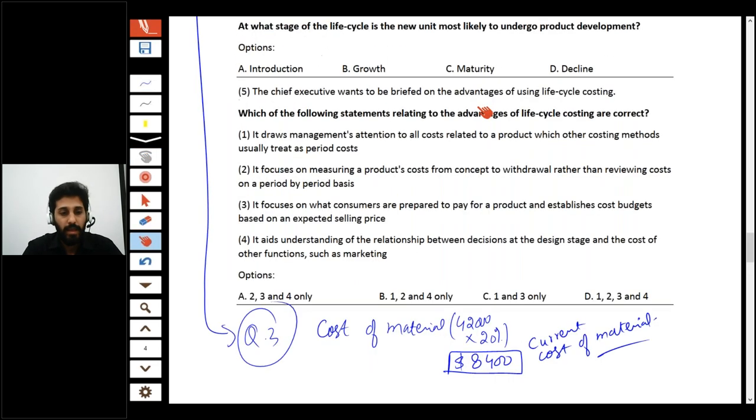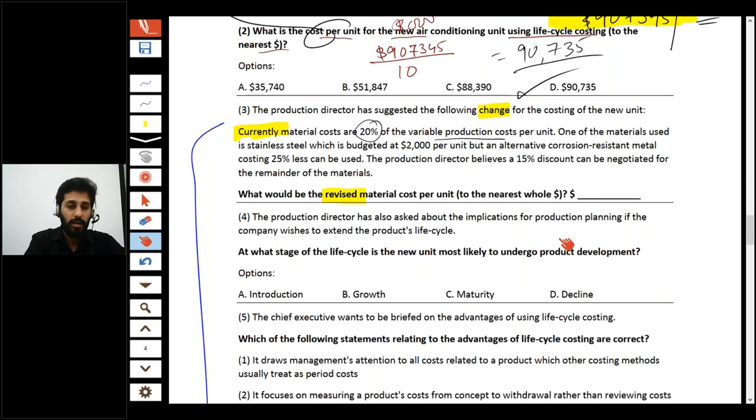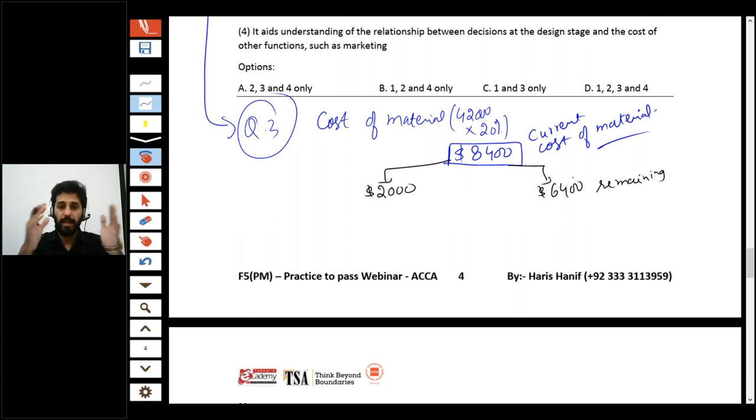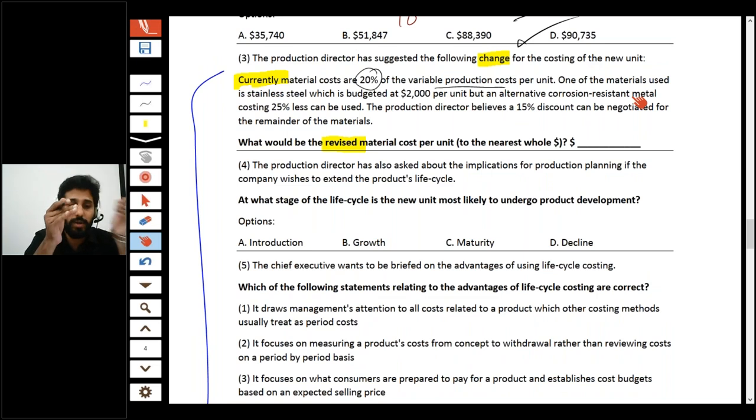Now let's move ahead. It is saying that one of the materials used is stainless steel, which is budgeted at 2000 per unit. Okay, included in the 8400, there is one material which costs $2000. And the remaining is 6400, obviously. This is the cost of stainless steel. That's one of the materials, because that's the total material cost.